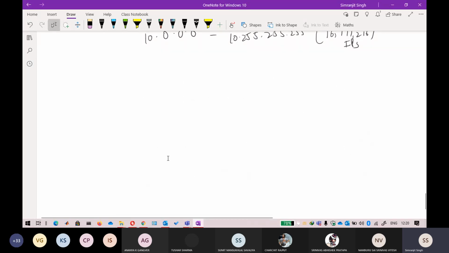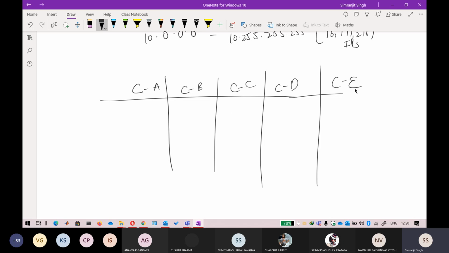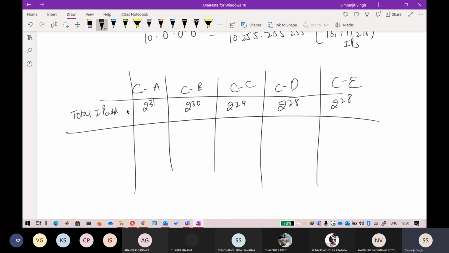So if I conclude, there are class A, class B, class C, class D, class E. Okay, so in these classes, what are the total IP addresses here? Class A, it was 2 raised to power 31, so we already found it out. It was 2^30, 2^29, and these two have the same IP addresses. Okay, now I have to find the total networks that are available.